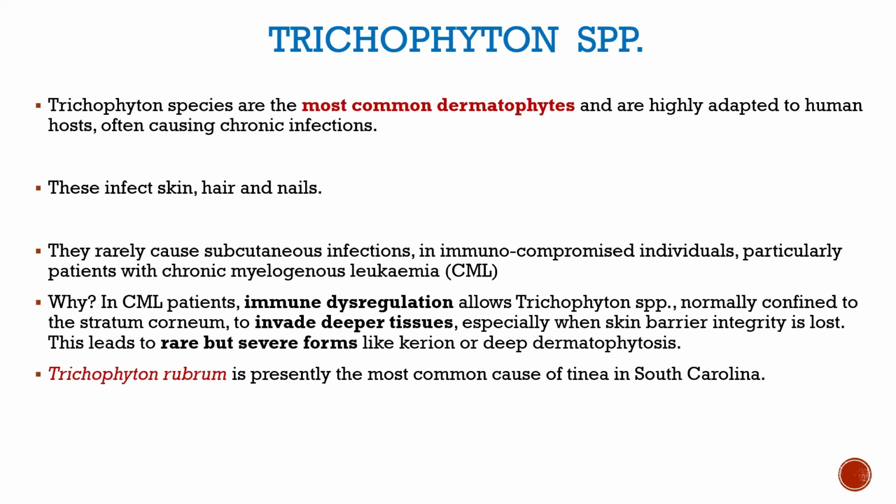So what this means is that in patients with chronic myeloid leukemia, the areas of the skin, the hair and the nails are already disrupted due to this disease. And this Trichophyton species will then affect the deeper tissue. Instead of affecting only the skin area, they invade the deeper tissues, and start causing very severe and deep dermatitis.